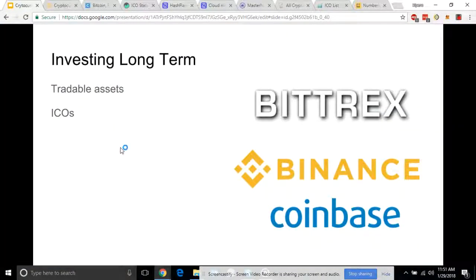Also, by long-term investing, I mean that you buy this particular asset and hold it for a long time, possibly a few years before selling, especially in the case of ICOs, where those offerings are used to raise money to build a network which can take years in some cases.